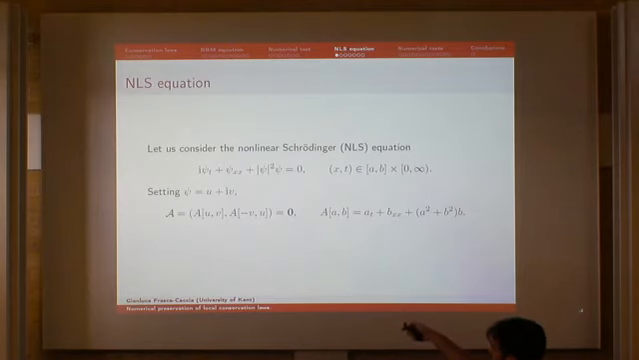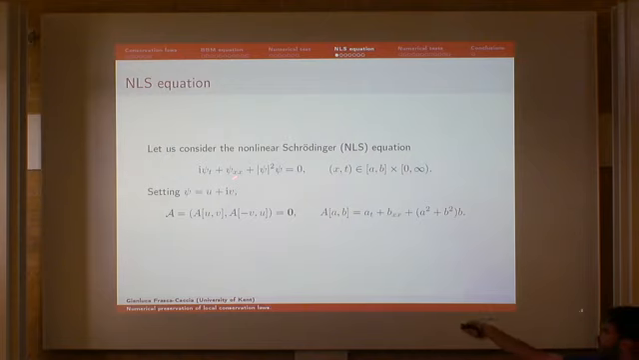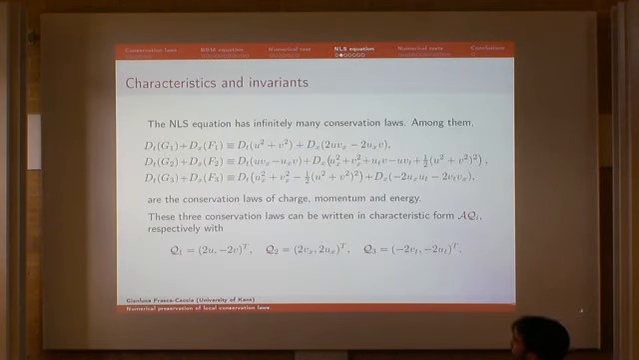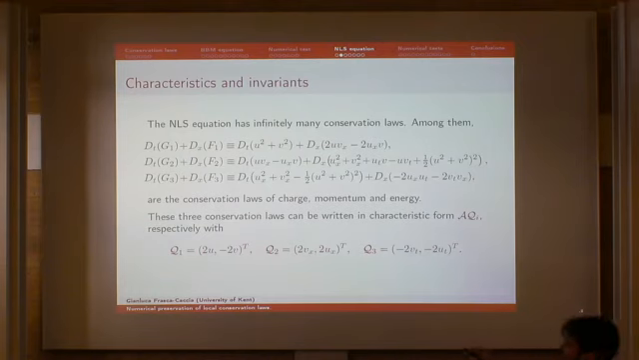And this is the equation for the complex variable, but you can isolate the real part and the imaginary part, and you will have a system of two equations that you can write in this way. So a system of two PDEs with cubic nonlinearity. The nonlinear Schrödinger equation has infinitely many conservation laws, but these three are the ones that have a physical meaning. The first one is the conservation law of the charge, then the momentum, and then the energy. And these three conservation laws can be written in characteristic form, and these are the three characteristics.